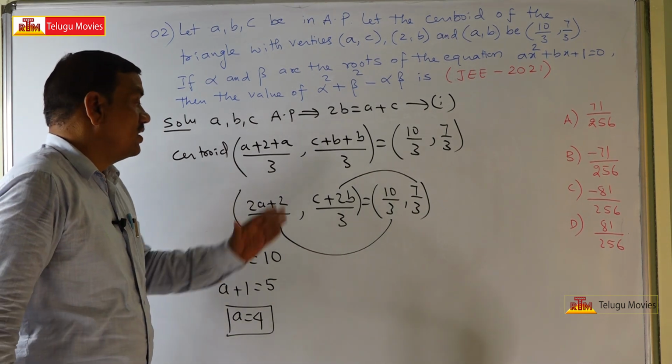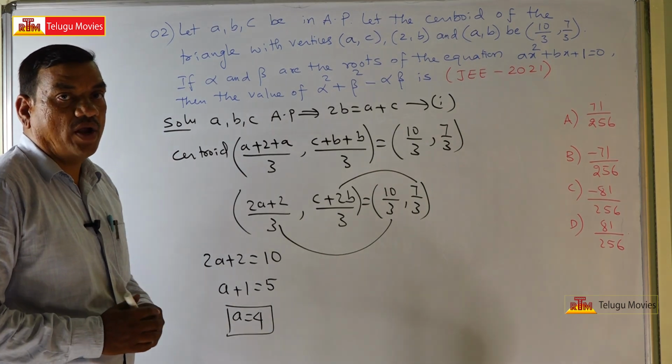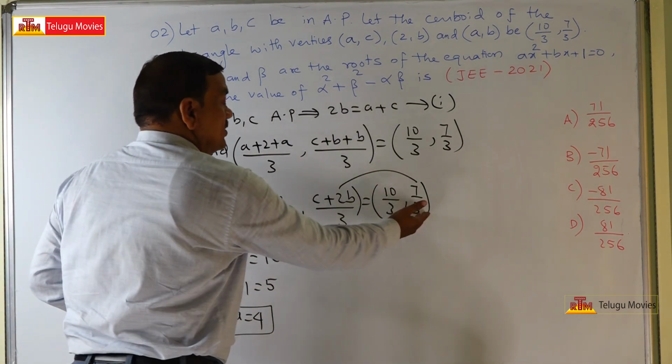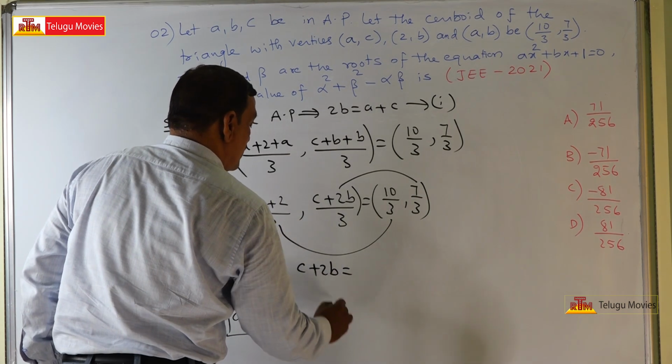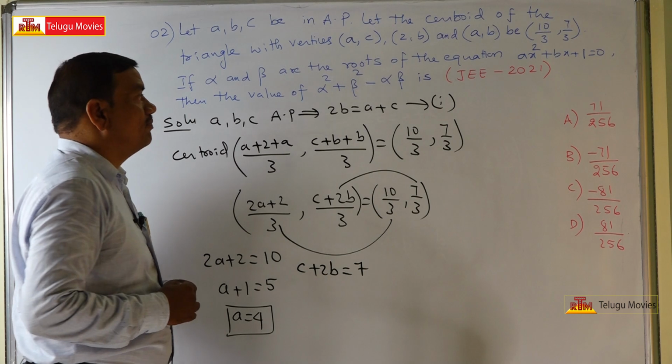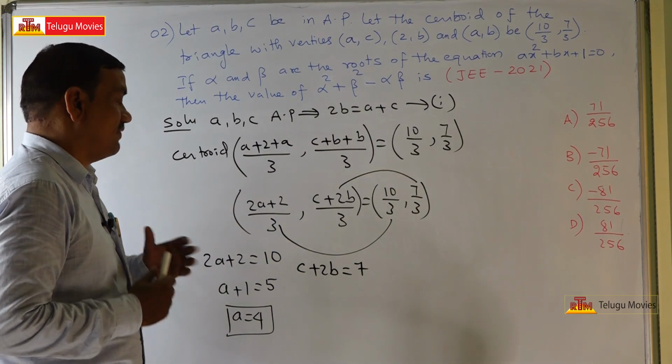Let us equate the y coordinates. Here the 3 will get cancelled. c plus 2b is equal to 7.